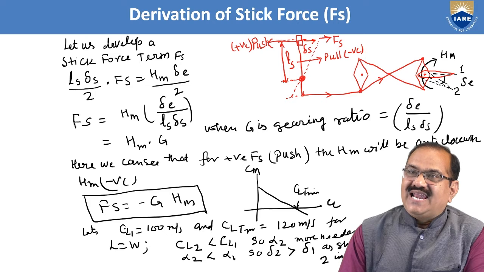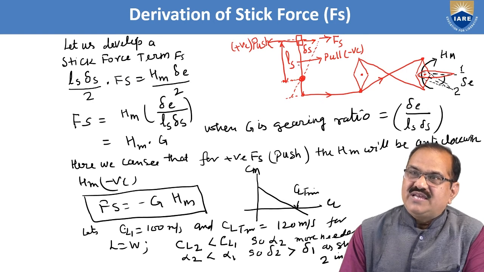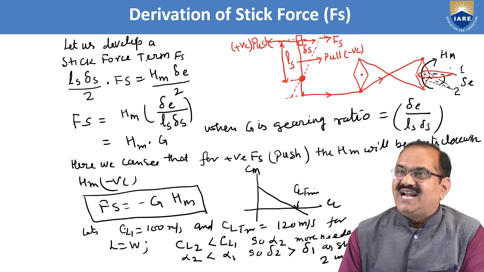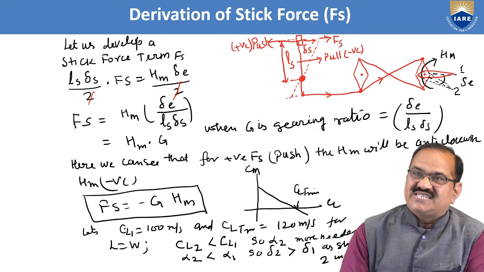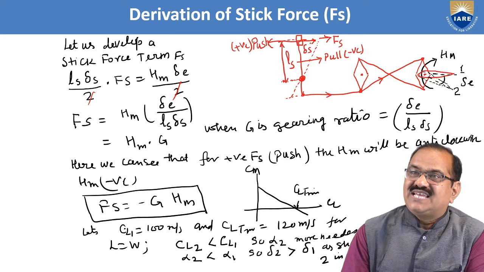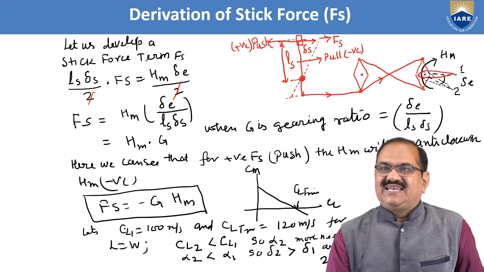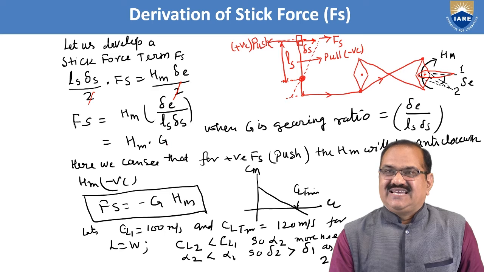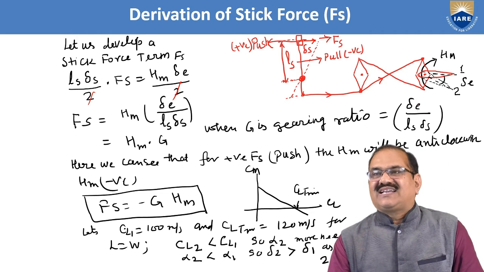Work done is Ls into ds by 2, meaning average, into Fs. Fs is the force applied, force into distance, is equal to Hm into delta E. Here delta E is the deflection, and it is also an average, so we take 2, and this 2 and 2 cancel. So Fs is equal to Hm delta E divided by Ls delta S. Okay. So what is Ls? It is the distance from the force to this hinge point, and ds is the distance traveled from the initial condition. So we can calculate the force Fs is equal to Hm into delta E by Ls by ds, and this is called the G. This term delta E by Ls by ds is called G, and G is known as the gearing ratio, and this gearing ratio is delta E by Ls by ds.